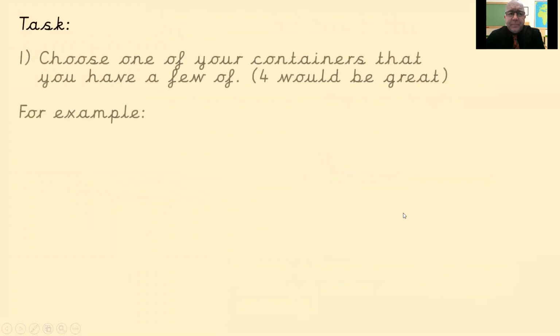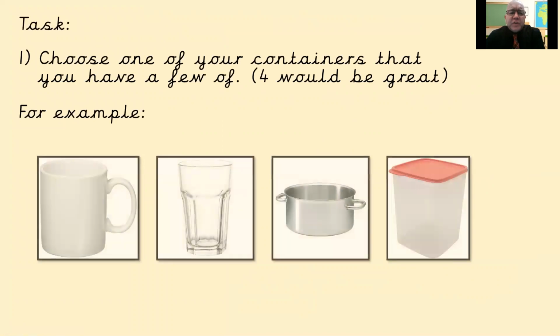So your task, choose one of your containers that you've got a few of. Four would be ideal. You might not have four, but say whatever. So those are the four I used in my experiment. I had a clay mug, a glass, a metal pan, and a plastic Tupperware.